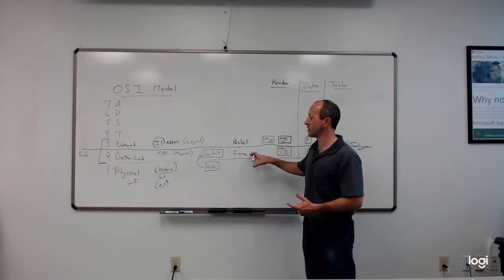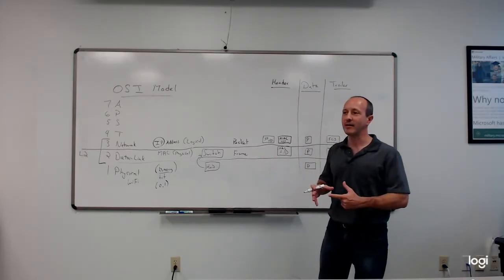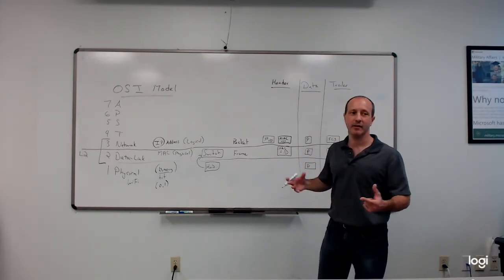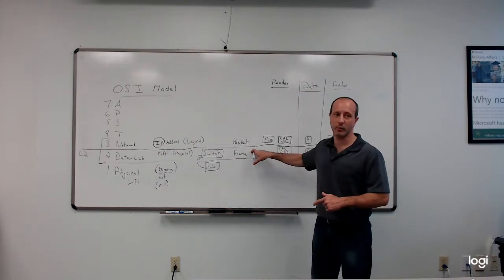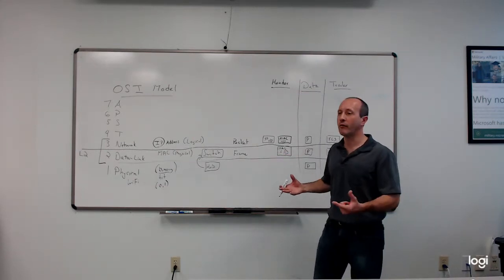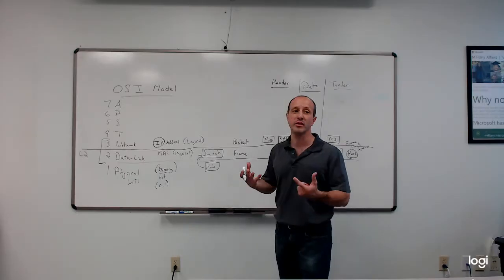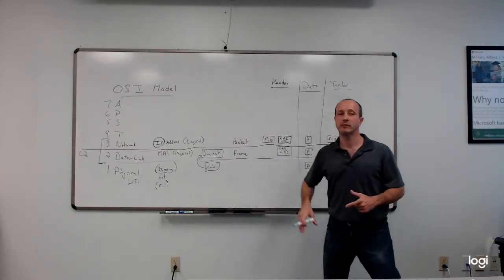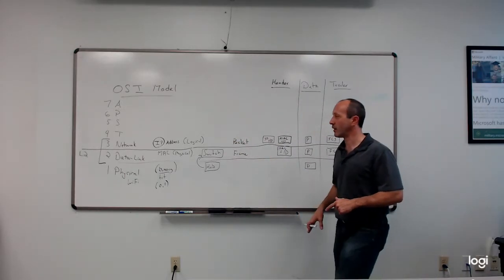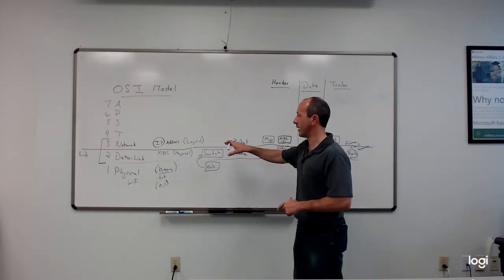We rarely use the term frame, but in order to pass the test, you need to know that this is where it comes from. So at what layer of the OSI model will you see a frame? Layer 2. And then of course, at what layer of the OSI model will you see the packet? Layer 3.